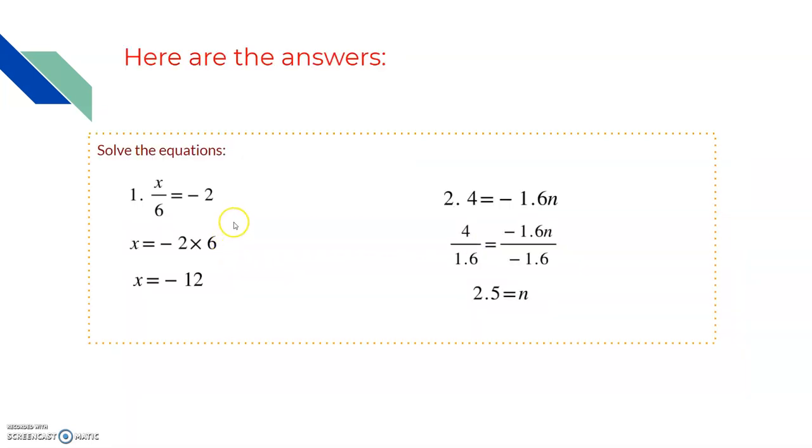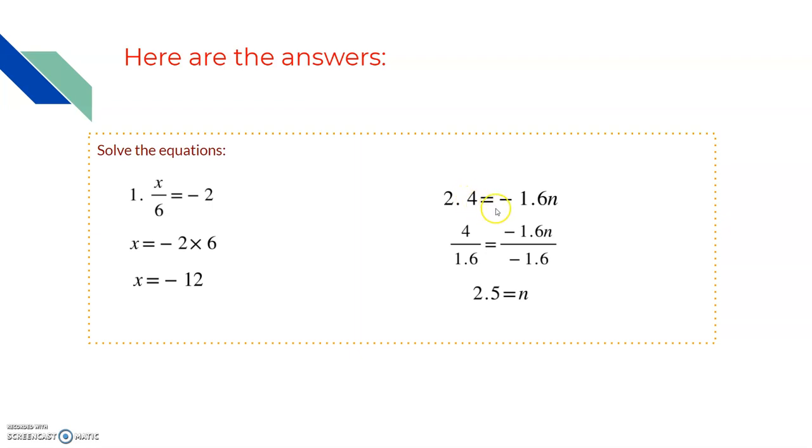For number 1 and 2, the objective was to solve the equations. For number 1, we have x over 6 equals minus 2. We have to multiply 6 to this side. x equals minus 2 times 6. These two cancel out, so that's why x is alone. And we have x equals minus 12.